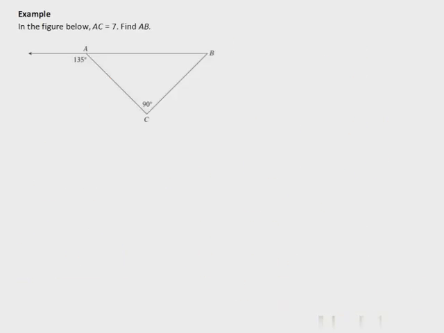In the figure below, AC is equal to 7. Find AB. It's given that AC is 7. It's also given this exterior angle is 135. So this is equal to 135 is equal to 90 plus angle B. So angle B must equal 135 minus 90, that's 45 degrees. So this is 45 degrees. Since this is the exterior angle, this is 135, this is 45 because they together form a straight line. So we have a 45, 45, 90 triangle.